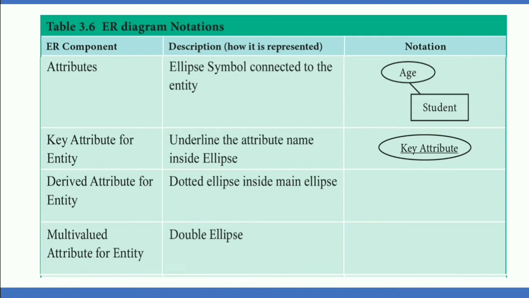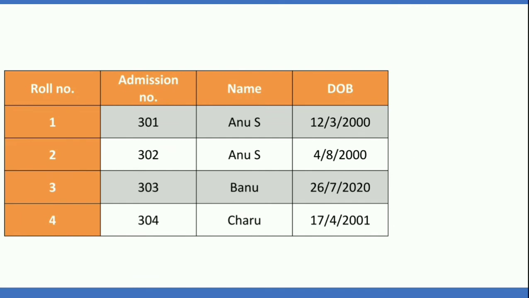And then the next one is derived attributes. For derived attributes, we draw a dotted ellipse inside the main ellipse. This is the way to represent derived attributes. So let me explain with an example. Look at this entity. We have 4 attributes. Only 4 attributes are present here: roll number, admission number, name and date of birth.